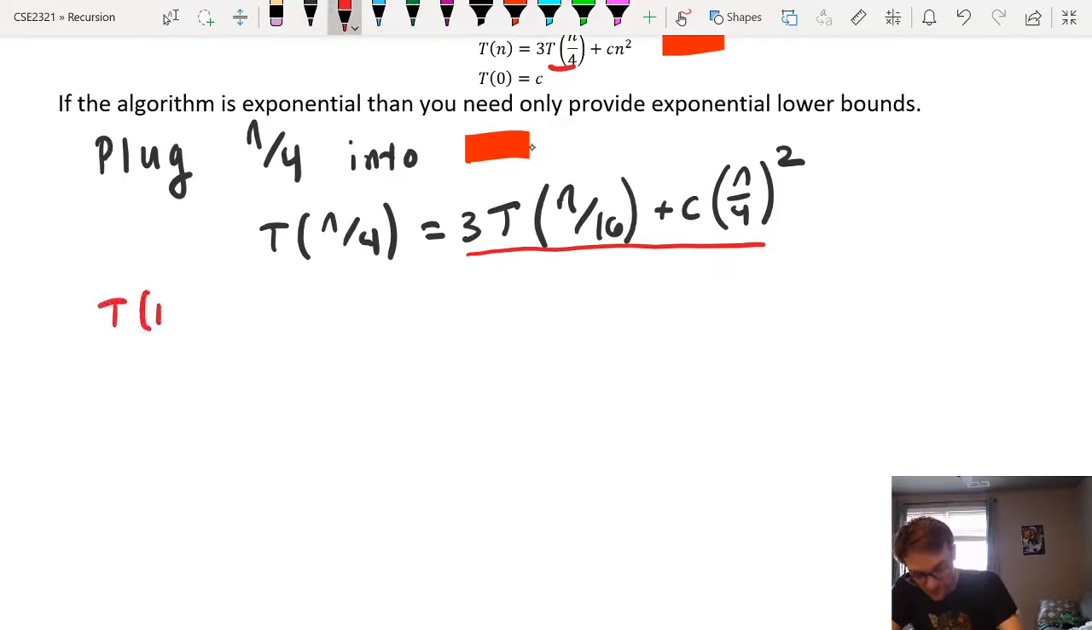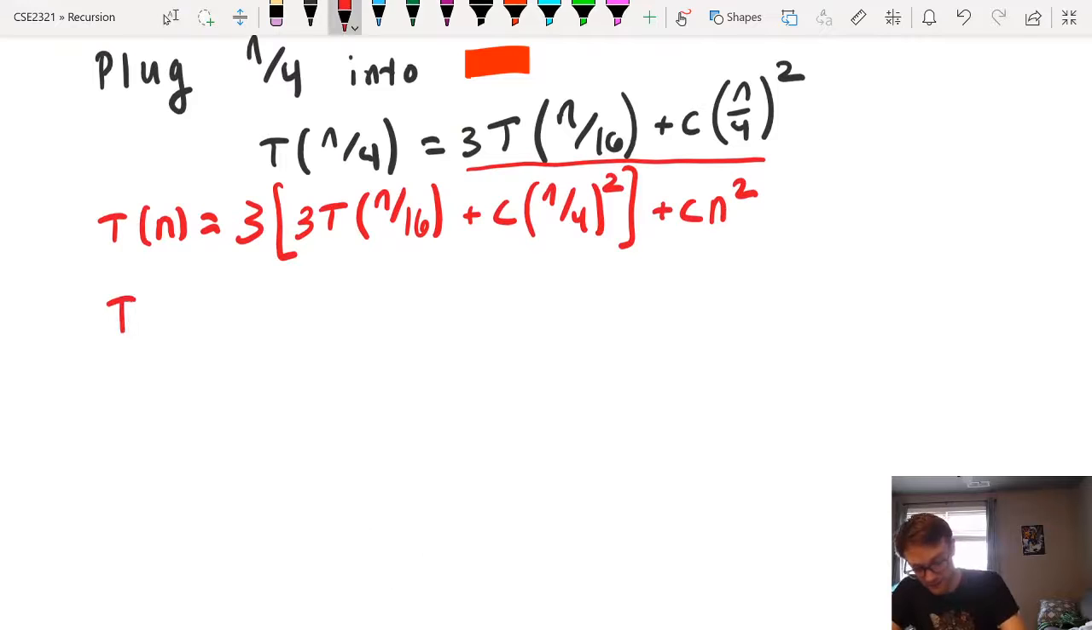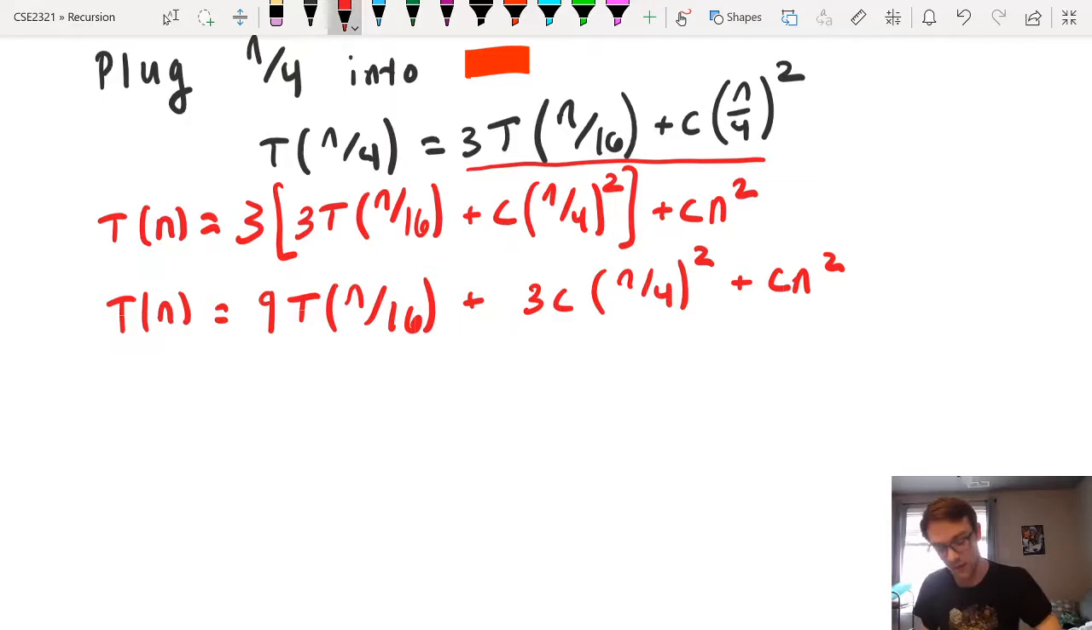We get T of n equals, we have a 3 times my right-hand side there, 3T of n over 4. Not n over 4, n over 16, be careful. Plus c times n over 4 squared, plus cn squared. Let's distribute the 3, and we get T of n equals 9T of n over 16 plus 3c times n over 4 squared plus cn squared. And those terms at the end don't look like they're going to combine in a nice way, so I'm not going to combine them yet.